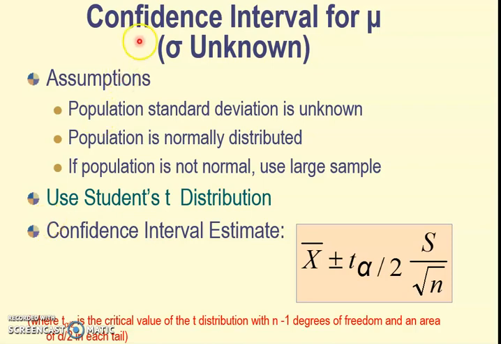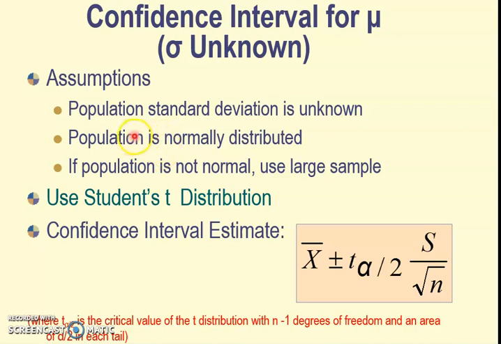Confidence interval for mu when sigma is unknown. So here the assumption is the population standard deviation is unknown, the population is normally distributed, and if the population is not normal, we need to use a large sample. So since the population standard deviation is unknown, we need to use s, which is the sample standard deviation.